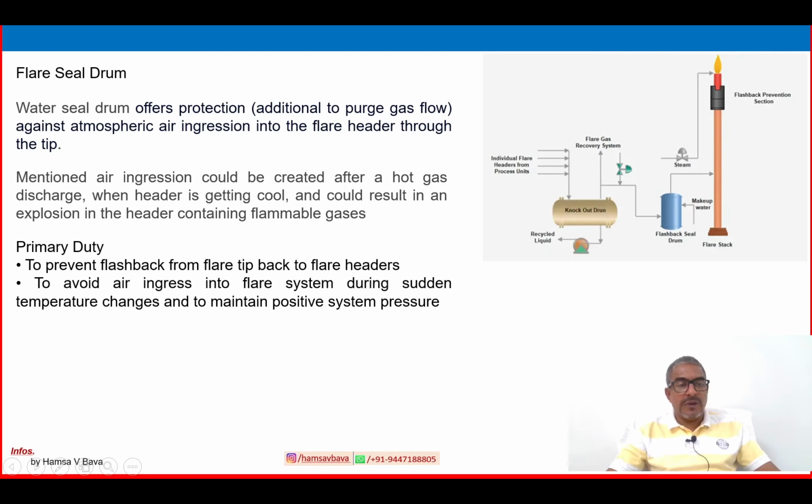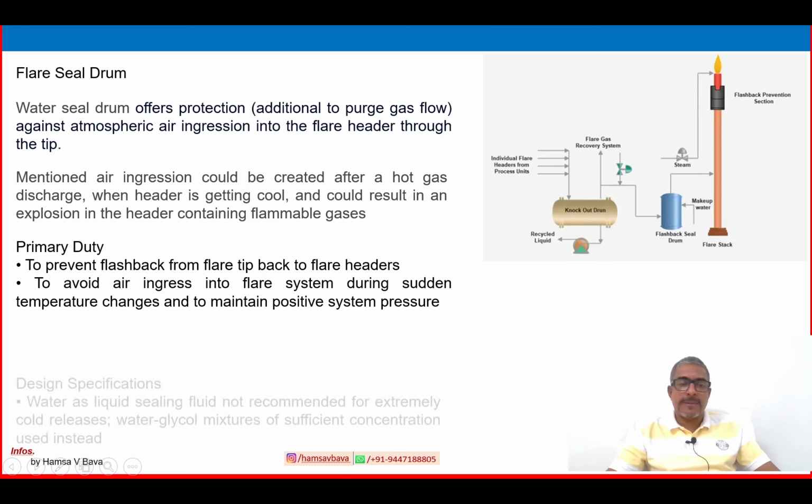The primary duty is to prevent flashback from the flare tip back to the flare headers, to avoid air ingress into the flare system during sudden temperature changes, and to maintain positive system pressure. See, so prevent flashback; that is the primary duty, from the flare tip back to the flare header. So here, flare tip back to the flare system. Then to avoid air ingress, air will not go back into the flare system during sudden temperature changes, and to maintain a positive system pressure.